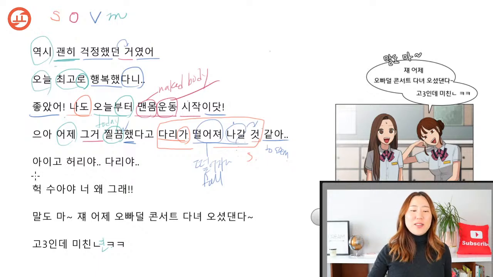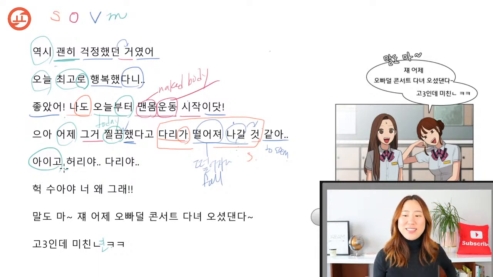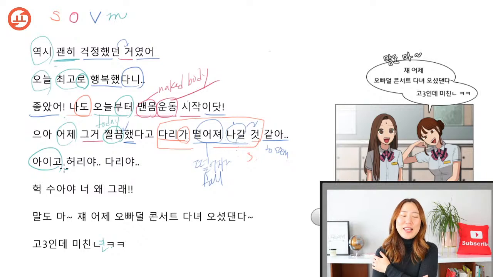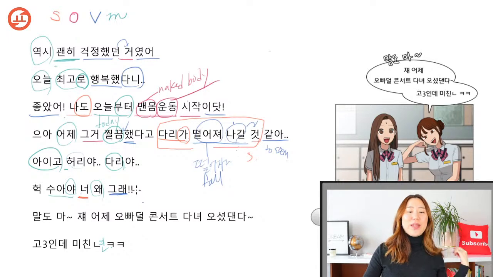아이고, have you ever heard this? 들어봤어요? 한국 사람들은 이런 말을 많이 해요. 아이고, so when you're hurt, like hurting somewhere, then you say that. 허리야, 다리야. Oh, my waist, my legs. The other girl, right? So 수아, hey 수아, 너 왜 그래? Right? What's wrong with you? So you, why be like that? Okay? So meaning, what's wrong with you? 말도 마. So this is actually a good expression. 말도 마. This is another friend, right? This is the third friend.